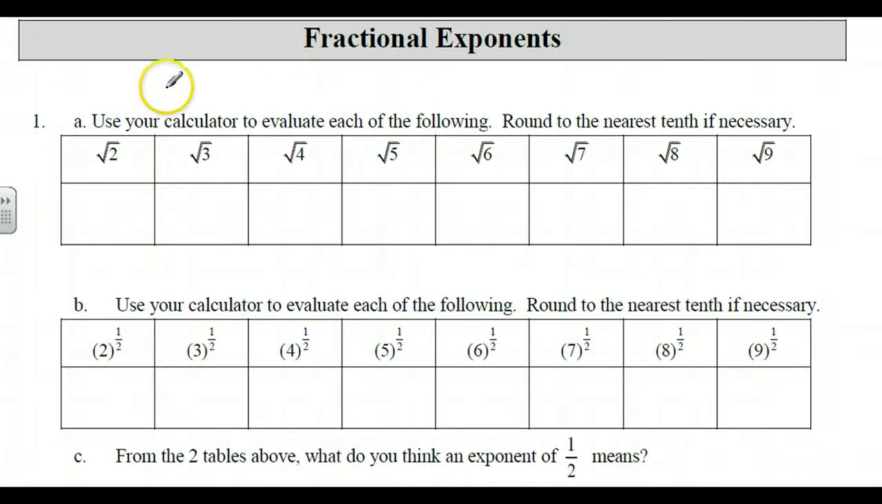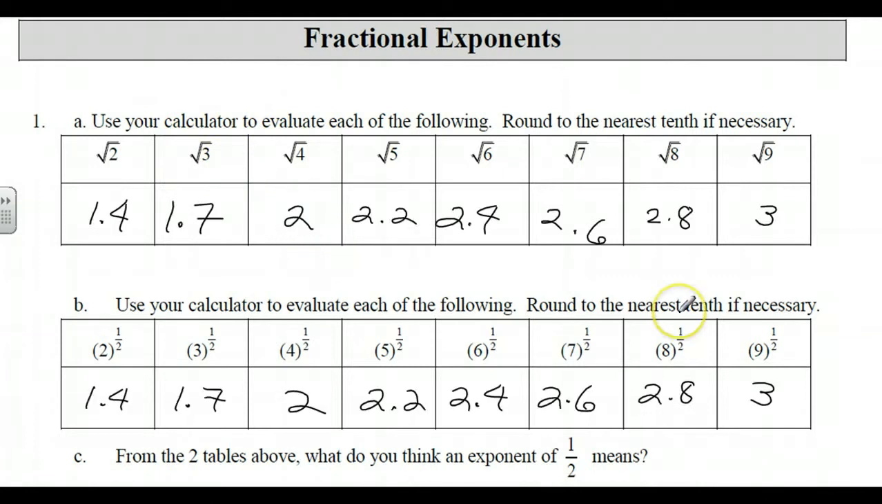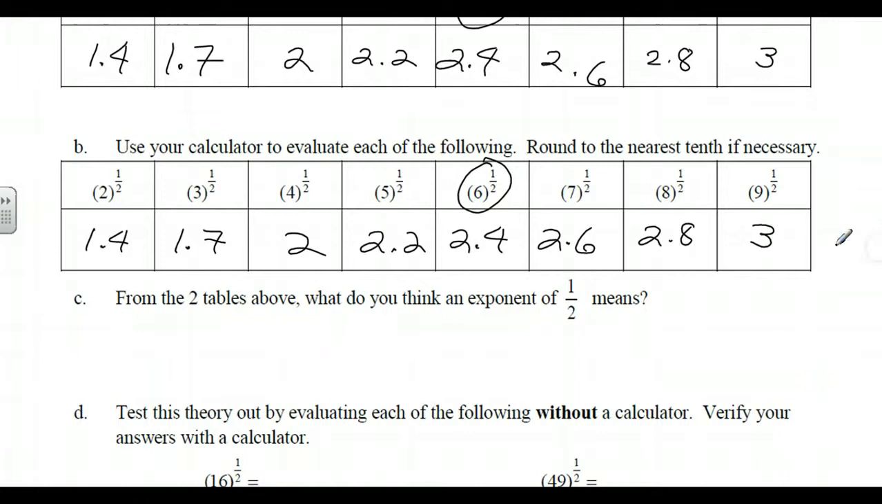Fractional exponents. So use your calculator, do 1A and B in your calculator, and I'm going to pause this now and fill them in, and then we'll compare. Okay, so based on what we can see in the table here, it would appear that a fractional exponent of 1/2 is the same as taking the square root. So an exponent of 1/2 is the same as taking the square root.